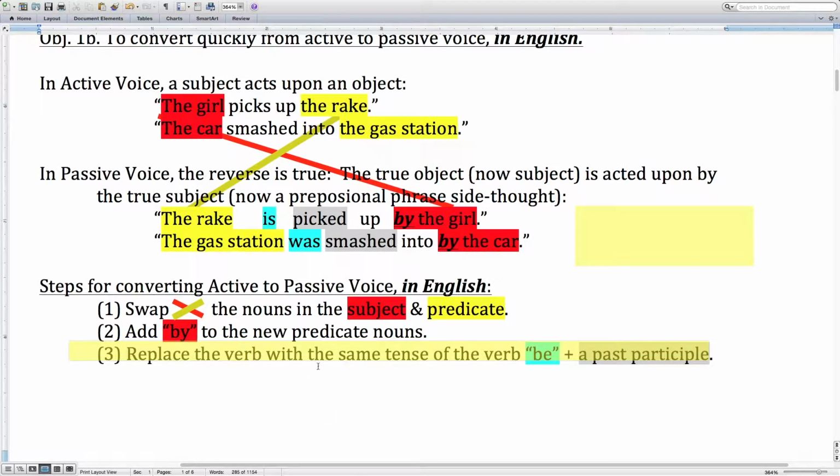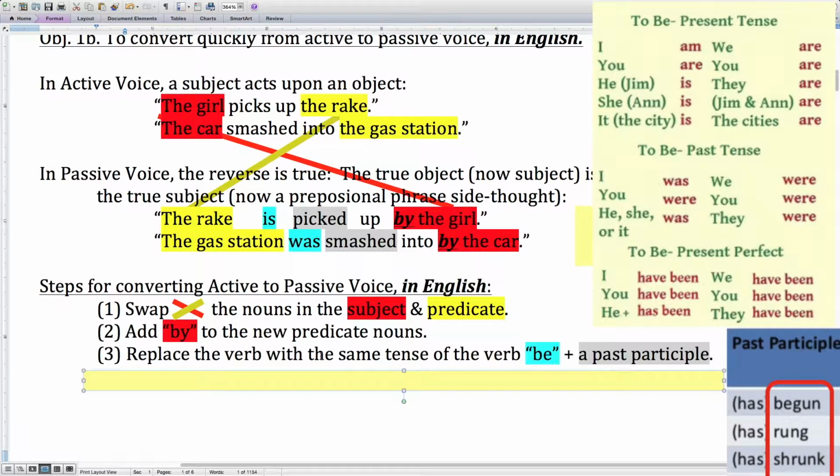Well, you replace it with the same tense of the verb to be plus a past participle. So for instance, picks up is present tense, so you would replace it with is, which is also present tense. And picked up, which is the participle. Or smashed is past tense, so you would replace it with was, which is also past tense. And smashed, which is the participle.